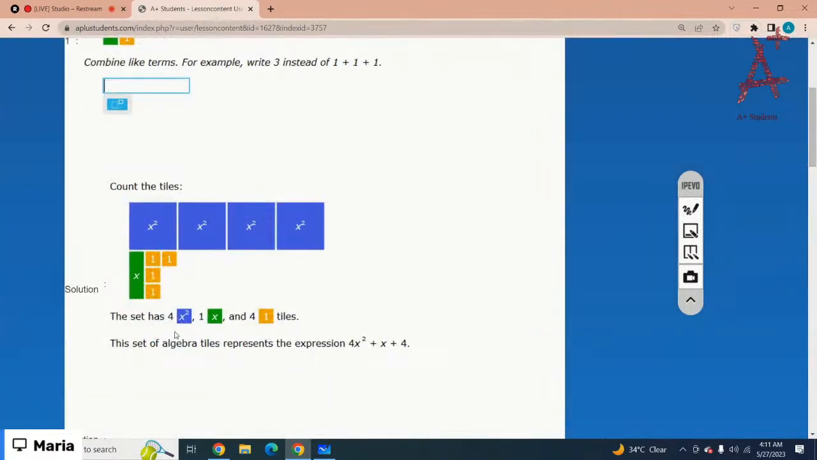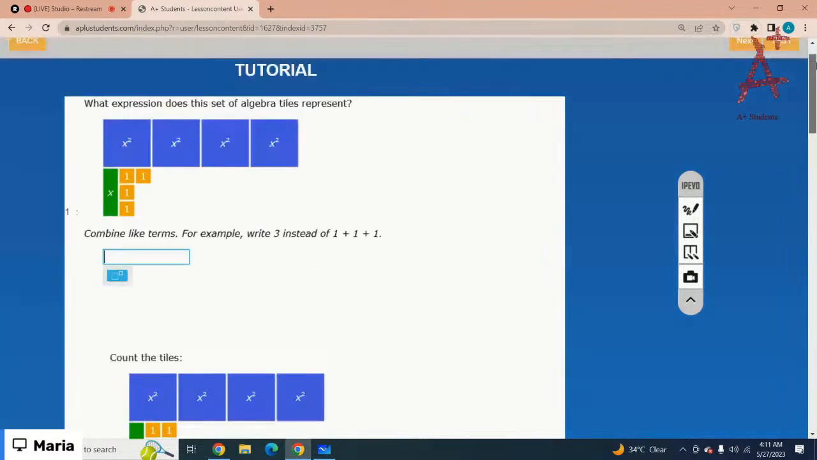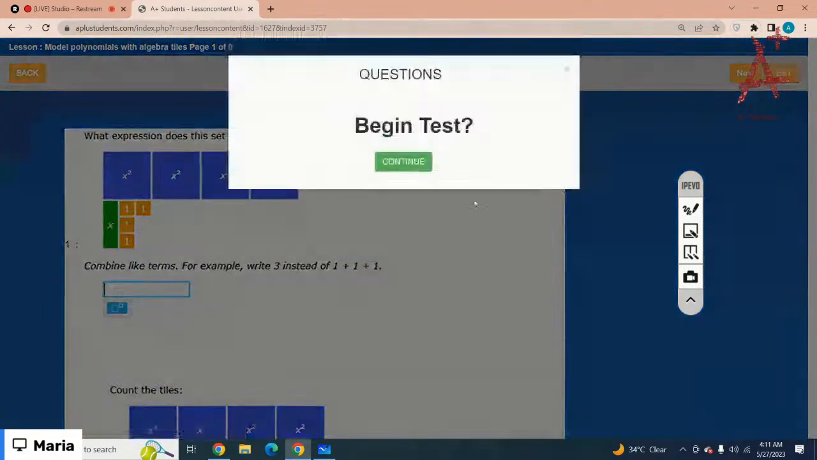The set has 4x square, 1x and 4 1 tiles. So it would be 4x square plus x plus 4. Got it? You have to write like this: 4x square plus x plus 4. Got it? Just count the tiles and write them down. Let's just start with the test question.